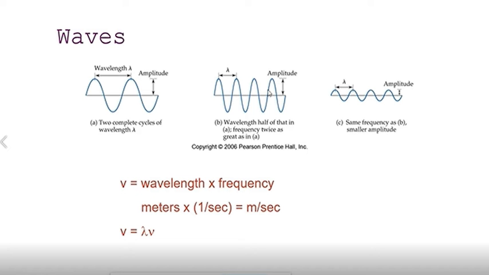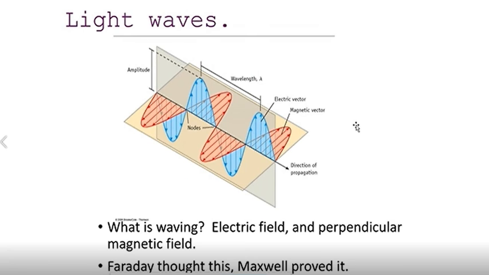Again, same frequency but smaller amplitude. You can reduce the amplitude. Amplitude actually means the energy of the wave. So there are different aspects of wavelengths and amplitudes, right? And again, this is a light wave.